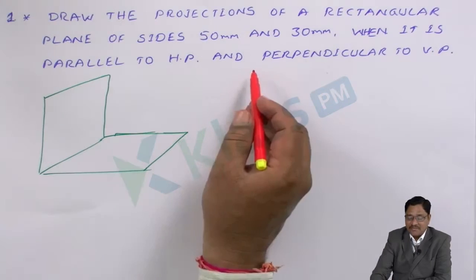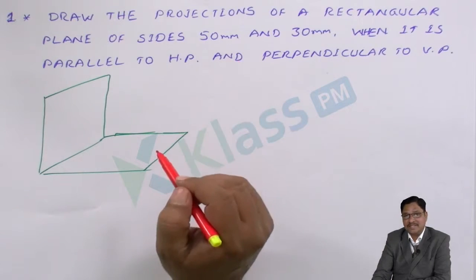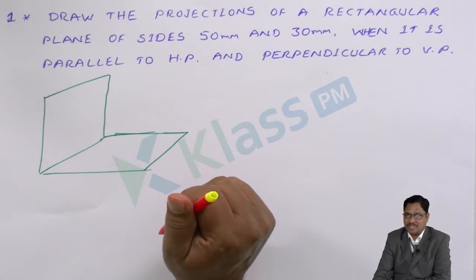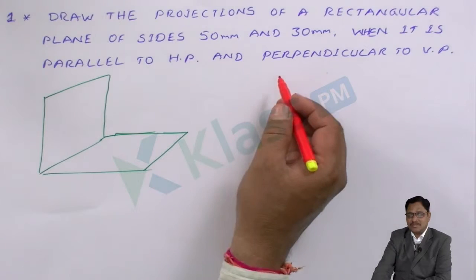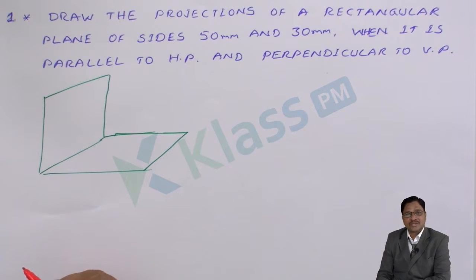So in this position, we are not given any other details. How much in front and how much above HP is not given. Whenever it is not given, you can assume whatever is required, but you have to satisfy whatever condition is given in the problem. Here, how much above and how much in front is not given, so you have the liberty to assume whatever distance is convenient to you. But you have to satisfy the condition that has been given.